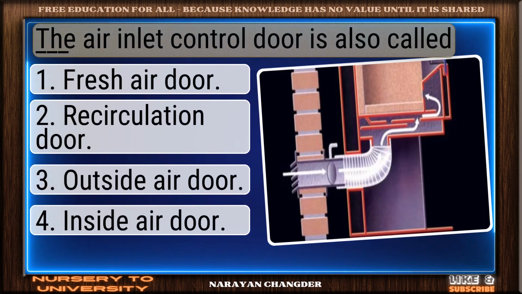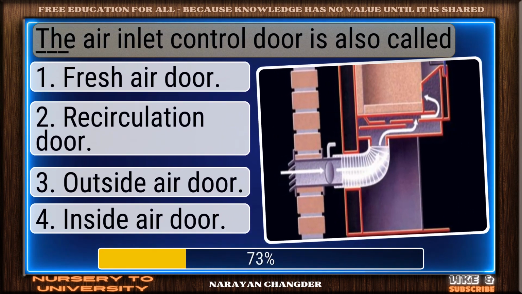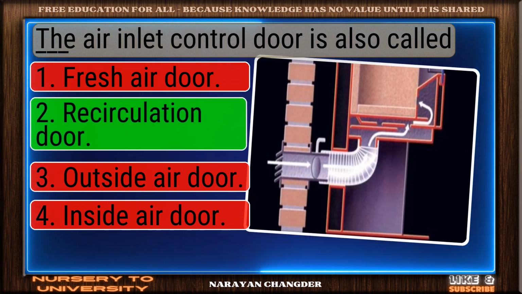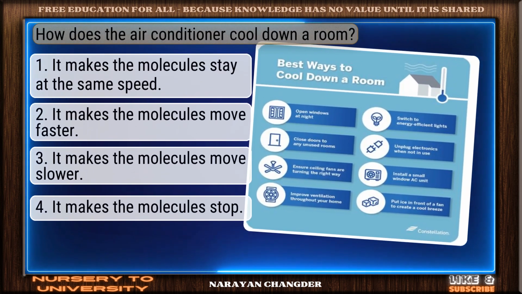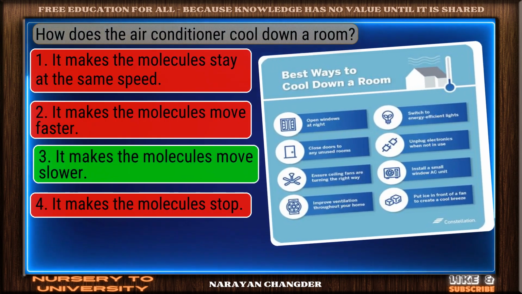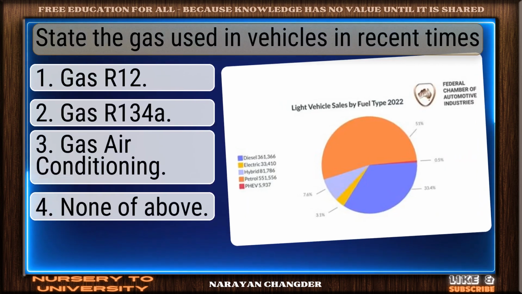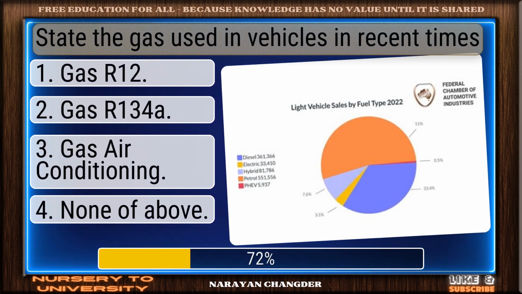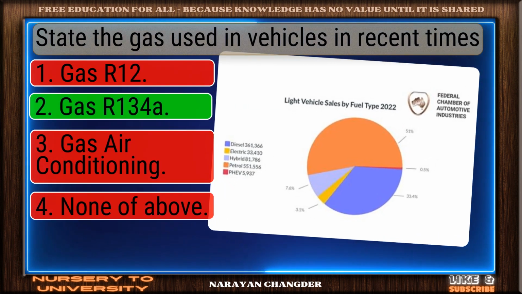The air inlet control door is also called dash. Bravo. Recirculation door is the answer. How does the air conditioner cool down a room? Correct. It makes the molecules move slower is the right answer. State the gas used in vehicles in recent times. Right again. Gas argon 34A is a valid answer.